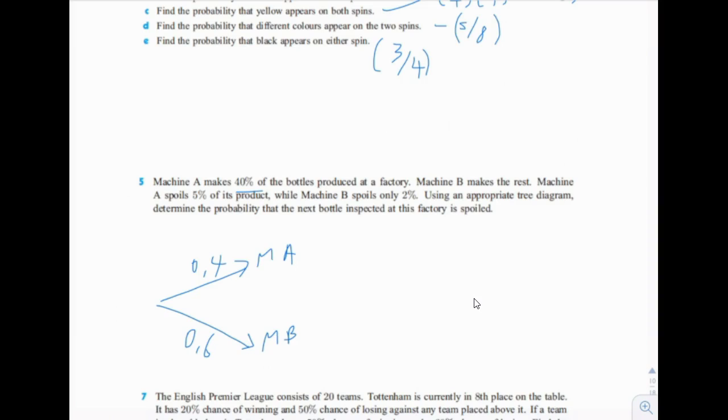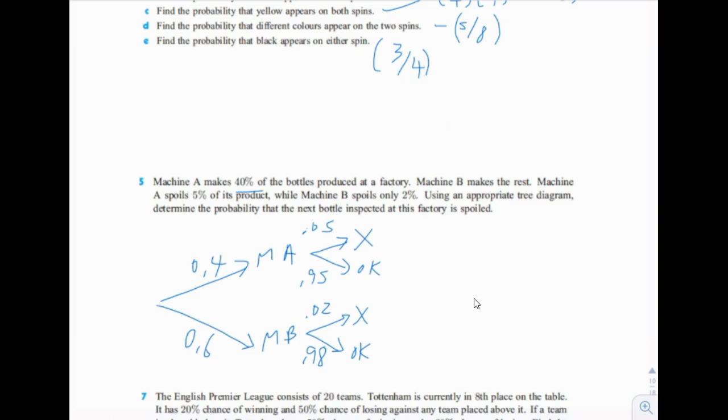Machine A spoils 5%, so 0.05 are spoiled. And the rest, 0.95, are okay. And what about Machine B? Machine B spoils 2%, and the rest, which would be 0.98, are okay. Using the appropriate tree diagram, determine the probability that the next bottle inspected at the factory is spoiled.